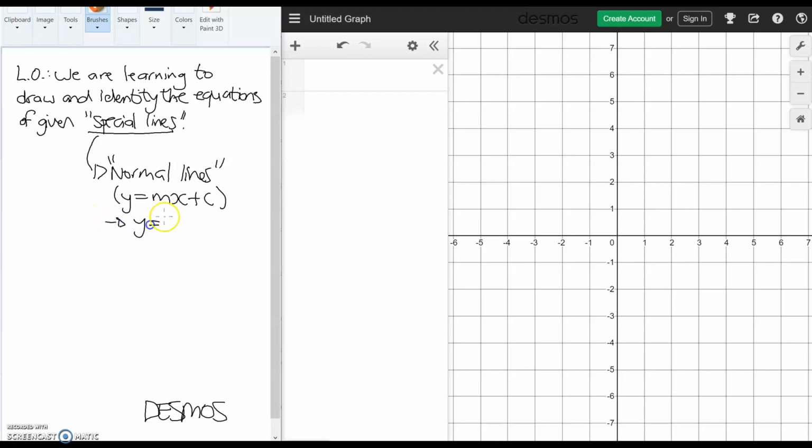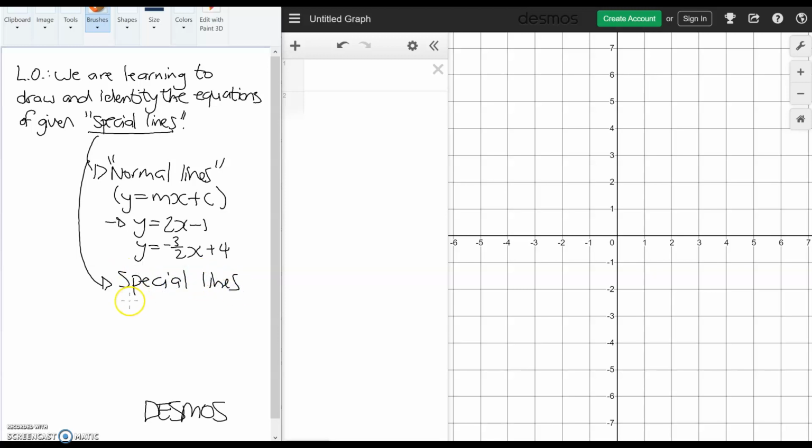And some examples, I'm just making them up on the spot. 2x minus 1, say negative 3 over 2x plus 4. All of those are examples of normal lines, and that's because they both have gradients and they both have constants, or that c value. So those are normal lines, but not all of the time are they going to look like those. Sometimes there are special lines.